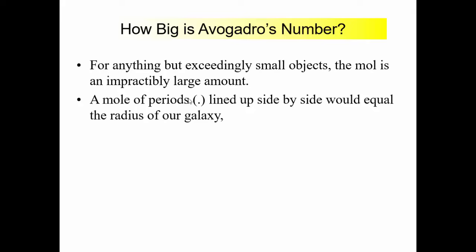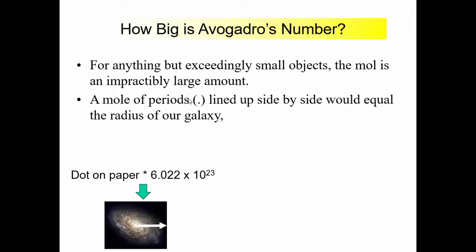And if you were to repeat that process Avogadro's number of times, you would end up with an exceptionally long line of dots. In fact, that line would be so long it would be approximately equal to the radius of the Milky Way galaxy. But you wouldn't live long enough to repeat that process Avogadro's number of times.